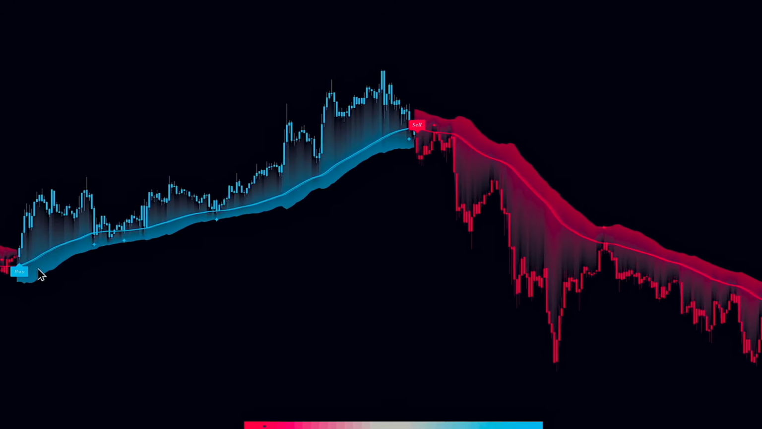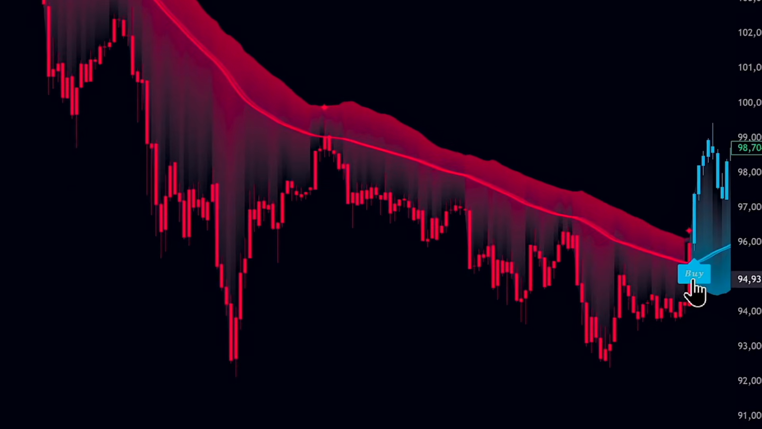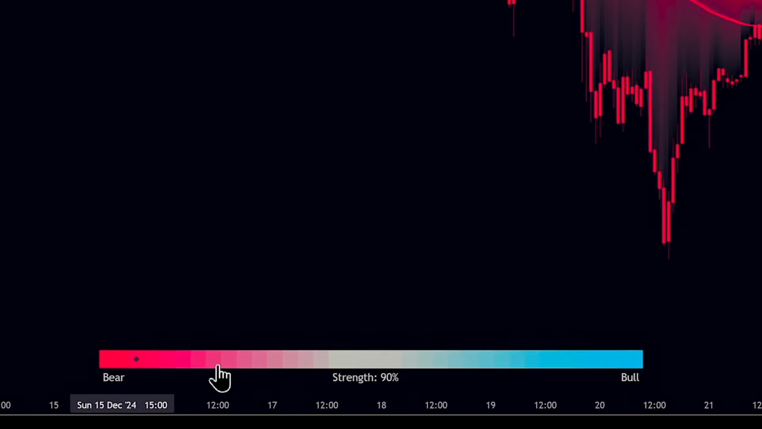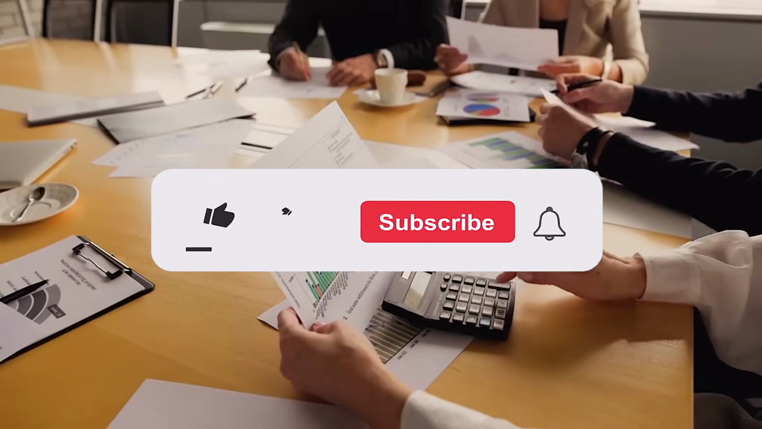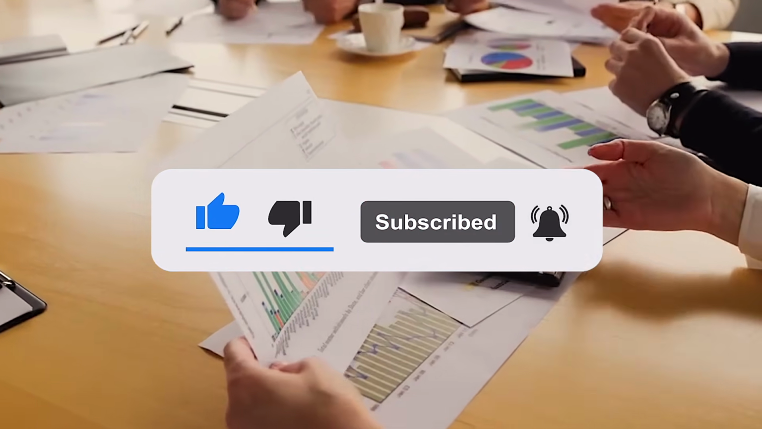You'll see a colored cloud that flips between bullish and bearish regimes, adaptive bands that act as flow-based trend boundaries, buy and sell labels that appear at regime shifts, diamond markers during pullbacks, and the strength meter that shows how strong the current regime is. Now let's break down what each component actually means in plain English.